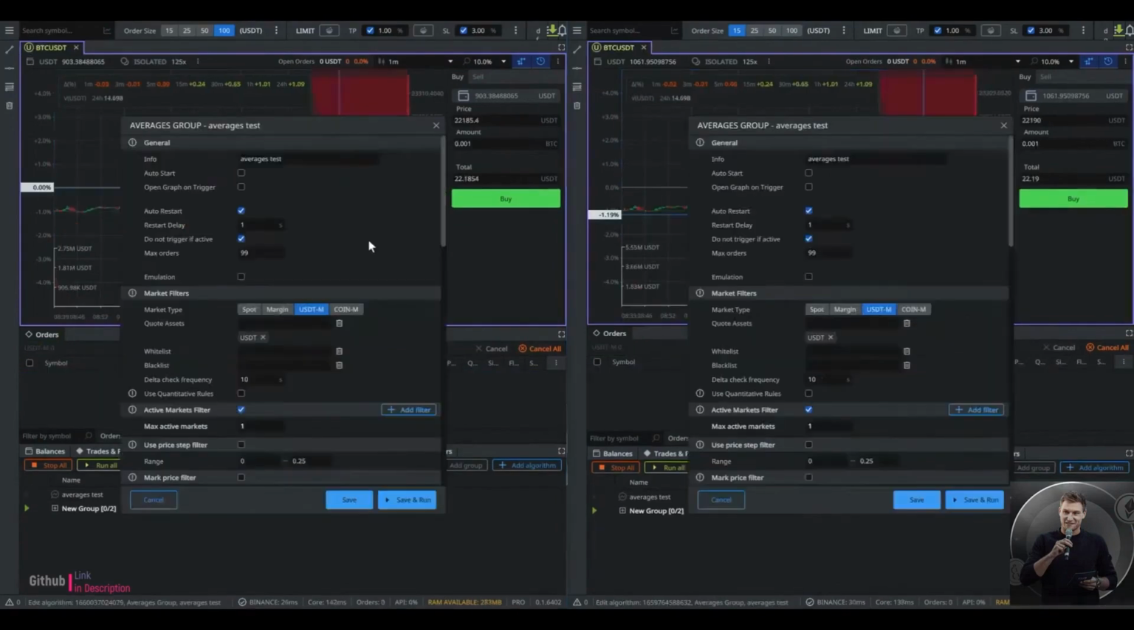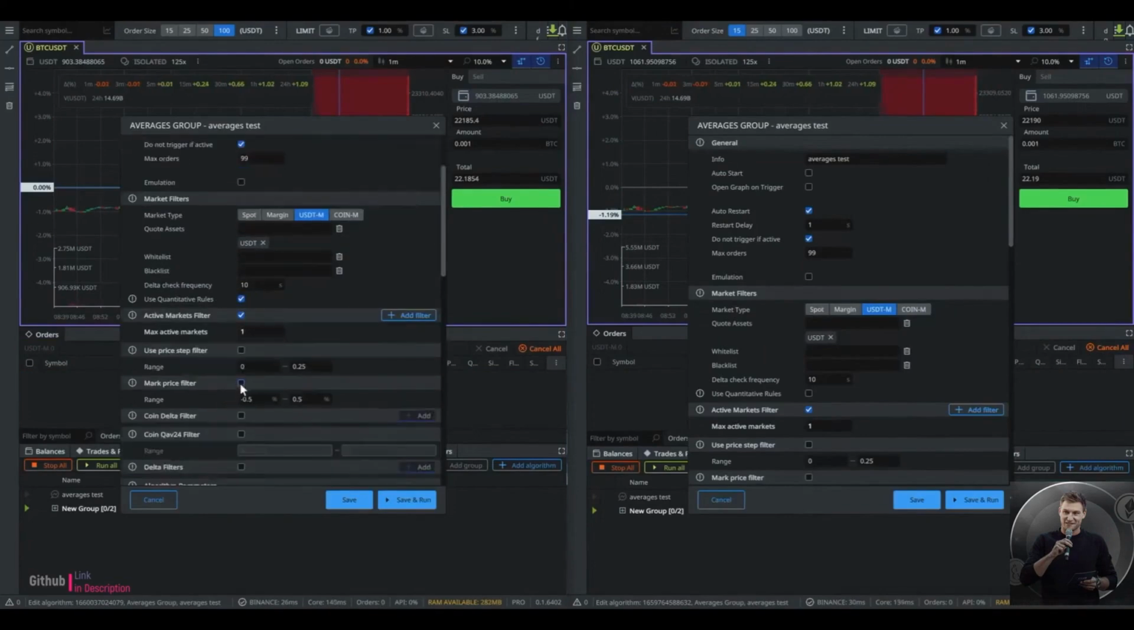Use quantitative rules does not allow us to violate the rules of trading on Binance futures market. We recorded a video about this earlier. Mark price filter is a filter that limits the minimum and maximum percentage between the price and mark price. If mark price is set from -0.5% to 1%, then the algorithm will not work if the mark price is lower than -0.5% and higher than 1%.